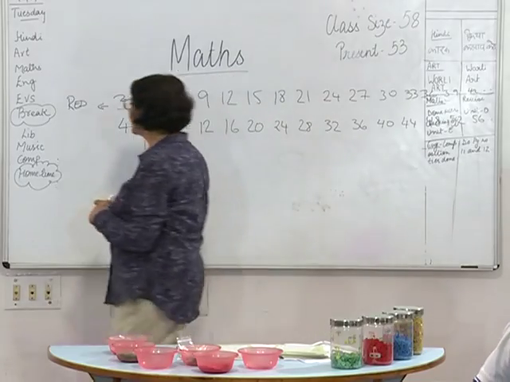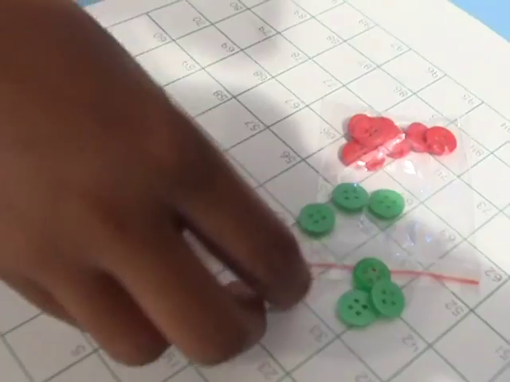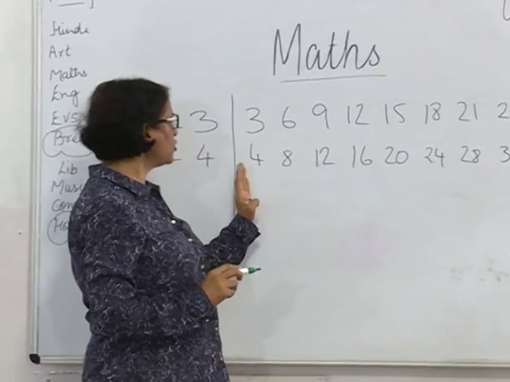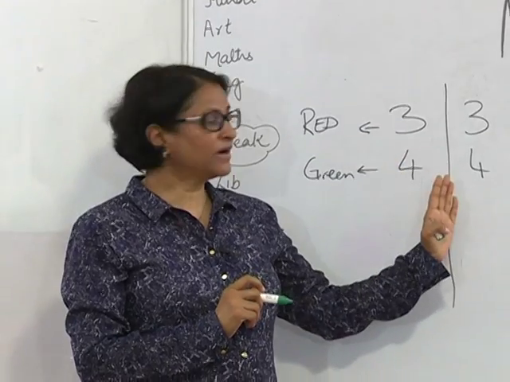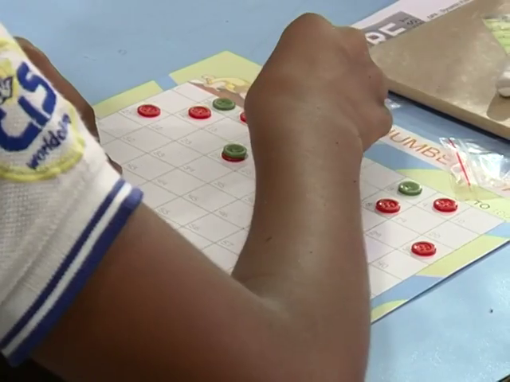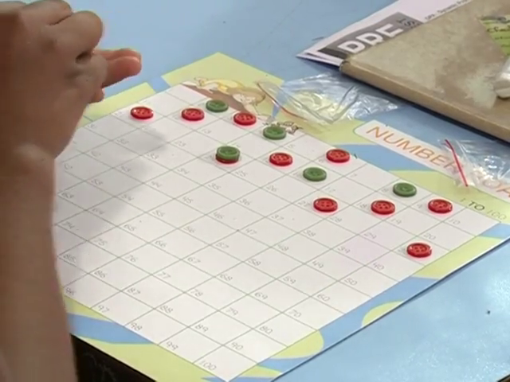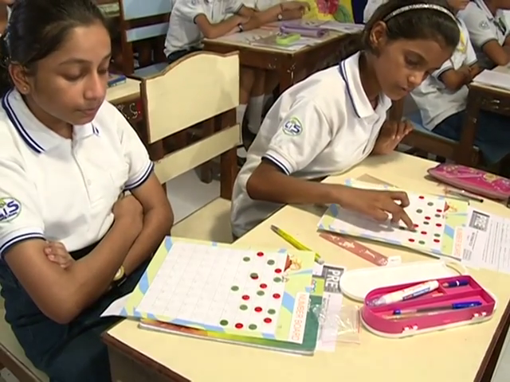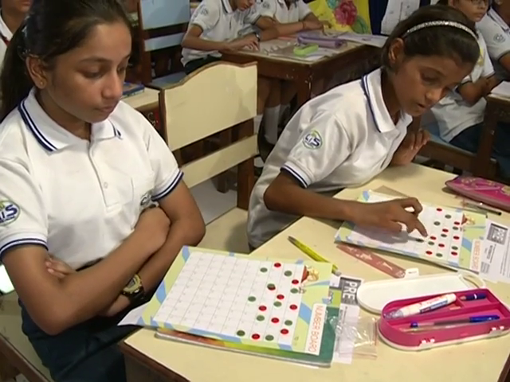Now let's choose the color code. The other color you have is green. So let's choose the color code green for 4. Can you put green buttons on every multiple of 4 on your board? When you have 2 buttons on the same number, what do you do? You put them on top of each other. Not next to each other, on top of each other.